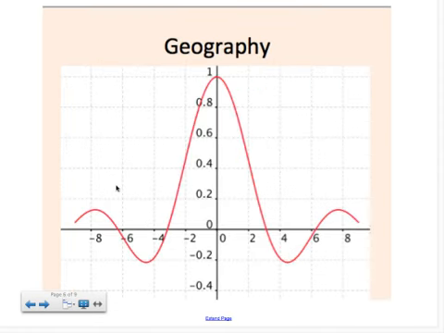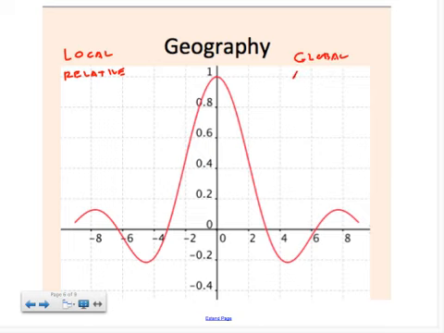Some geography for functions that we're going to talk about from time to time, mainly in calculus, but we'll talk a little bit about them in pre-cal. We have two types of geography to talk about. We have a local or a relative geography. Relative means relative to what's around you in a neighborhood. And then we have a global or absolute geography, which means over the entire domain or the entire set of values that we're looking at here.